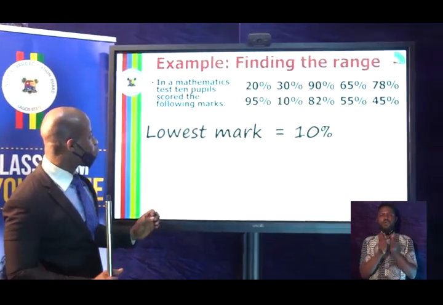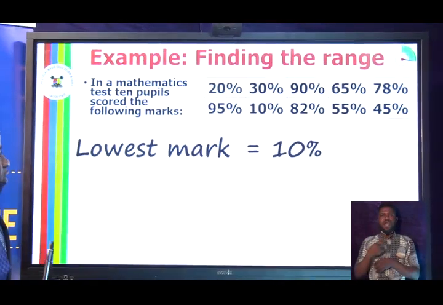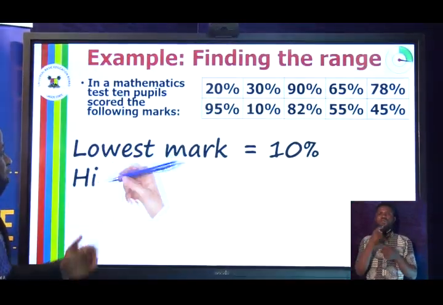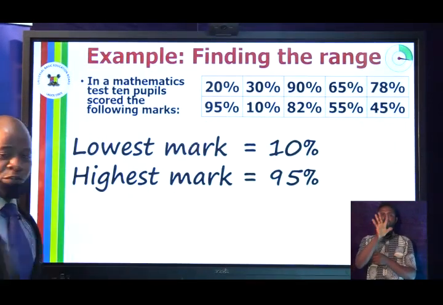So we'll look for which one is the lowest mark. The lowest mark obviously is 10%. Now we'll look for the highest mark. What is the highest mark? I checked the table. The highest mark seems to be 95%.